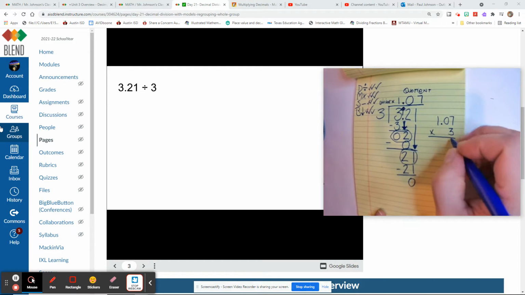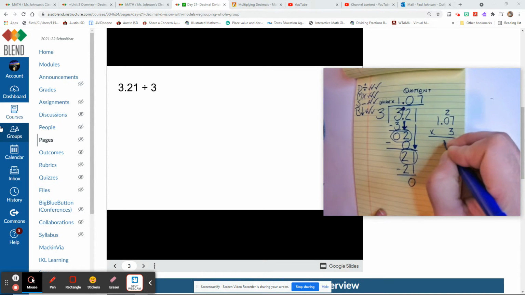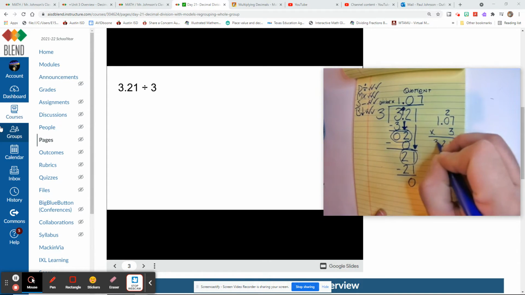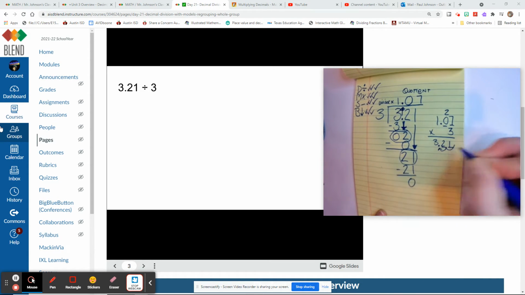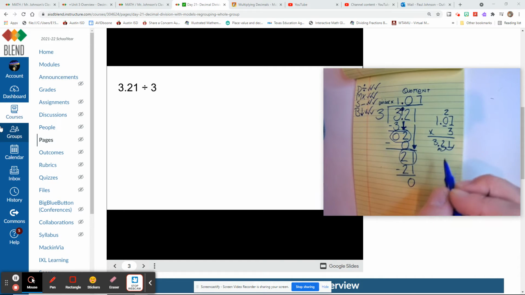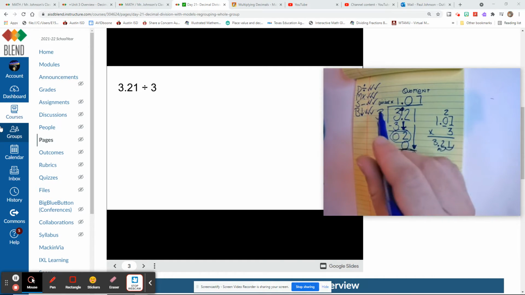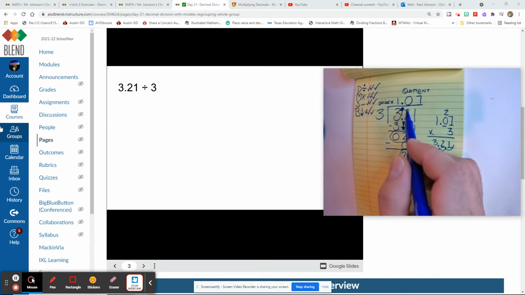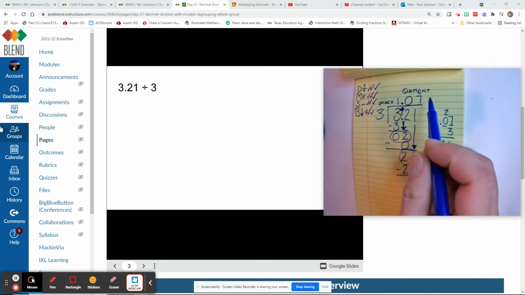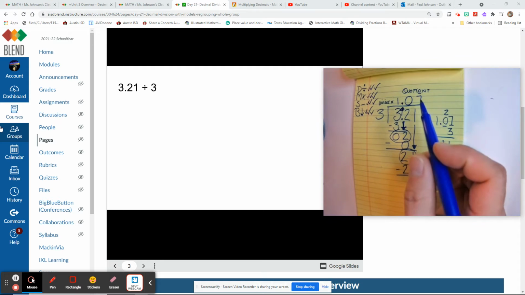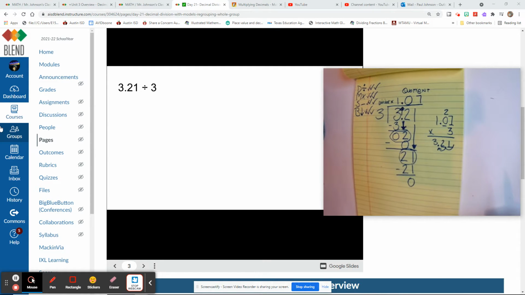So 3 times 7 is 21. 3 times 0 is 0, plus 2 is 2. 3 times 1 is 3. You have 2 decimal places, 2 decimal places. So it checks out. Not only does it check out, but remember now when you do divisor times quotient with decimals, you will never have to remember about adding the remainder because there is no remainder. So cool new way to check your work as well.